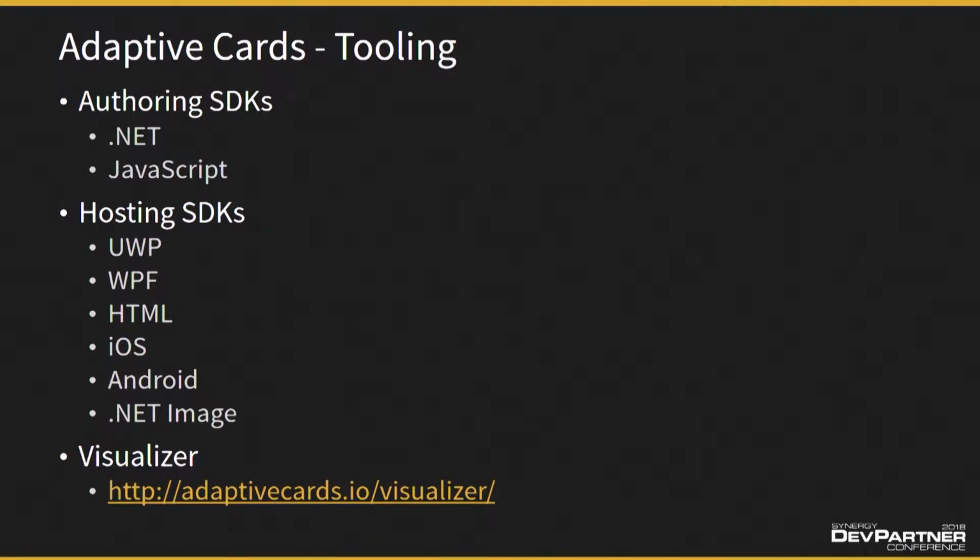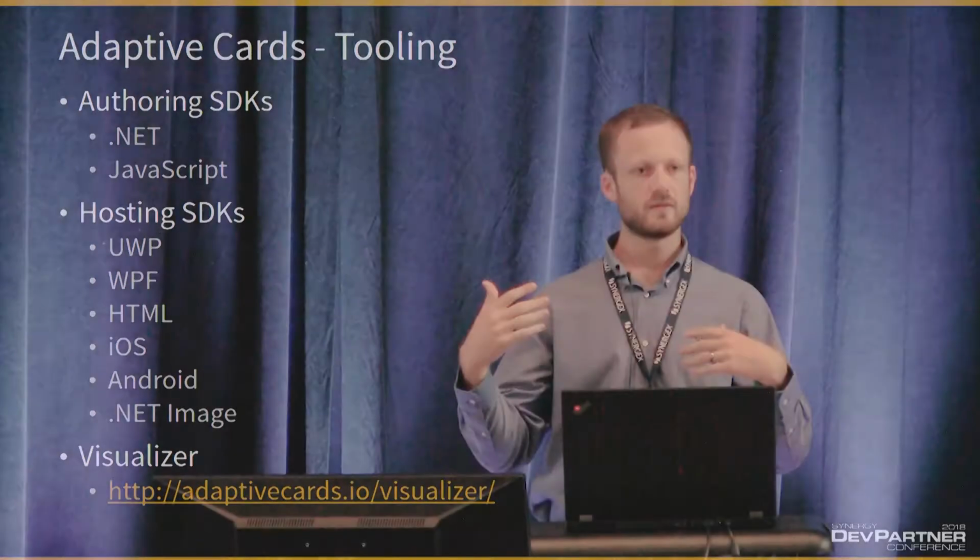There is a whole lot of different tooling around adaptive cards. There's 2 different authoring SDKs. One of them is in .NET, and one of them is in JavaScript. And then there's a bunch of hosting SDKs. So if you have a UWP app, there's a hosting SDK for you. So you can just tell it, here's an adaptive card, I would like you to go render it for me, please. If you have a WPF, HTML, iOS, Android app, you can have it render live for you inside of your app native using the SDKs.